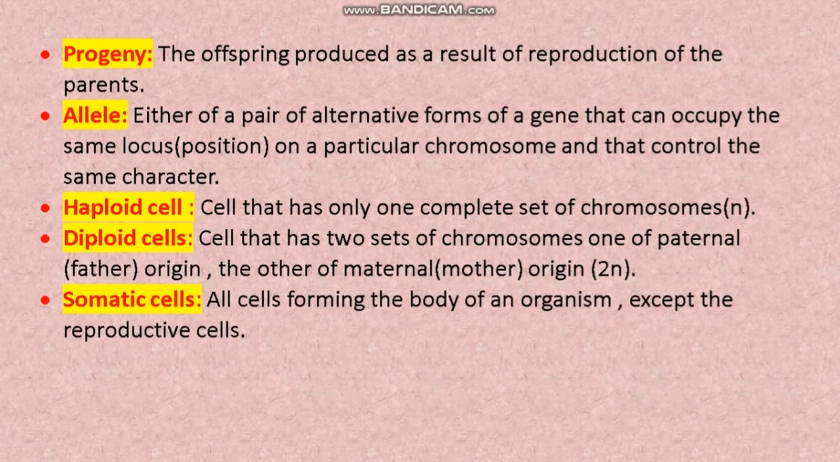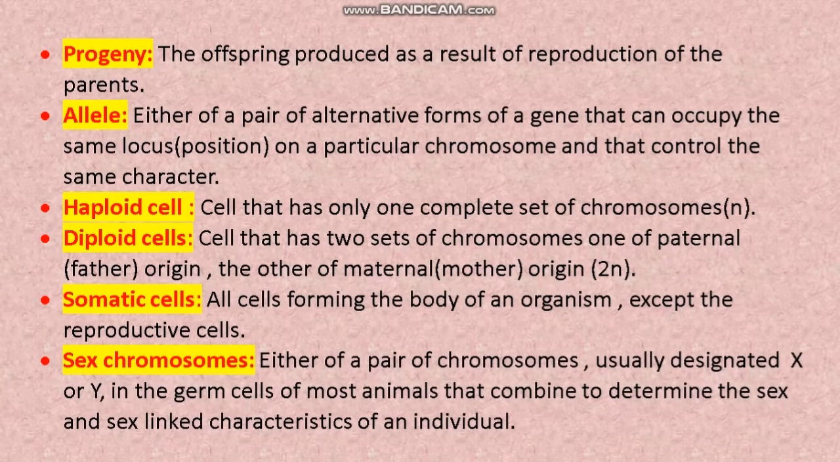Somatic cells: all cells forming the body of an organism except the reproductive cells. Sex chromosomes: either of a pair of chromosomes, usually designated X or Y, in the germ cells of most animals that combine to determine the sex and sex-linked characteristics of an individual.